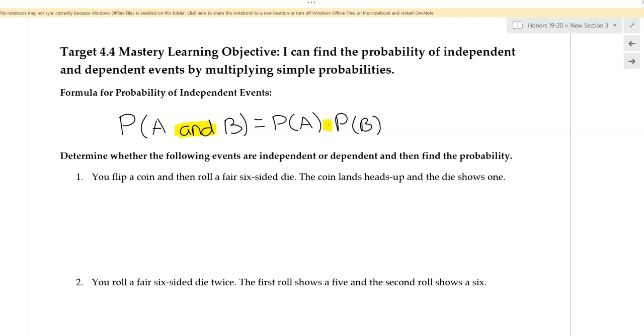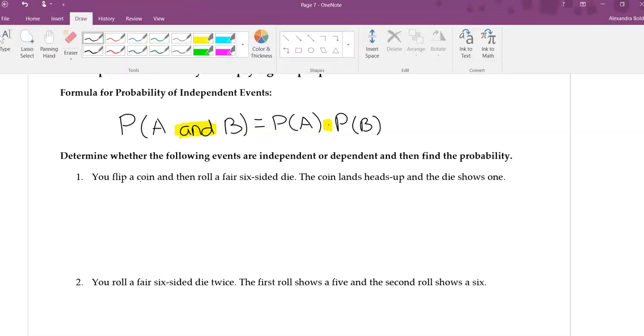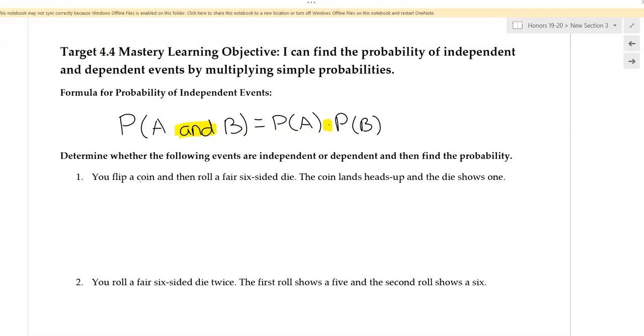So you flip a coin and then roll a fair six-sided die. The coin is going to land heads up, and the die shows 1. So if I flip a coin, it doesn't matter what I get on my coin, it's not going to affect what I'm going to roll on that die, right? I still am going to have all 6 choices, whether I get heads or tails. So this is independent.